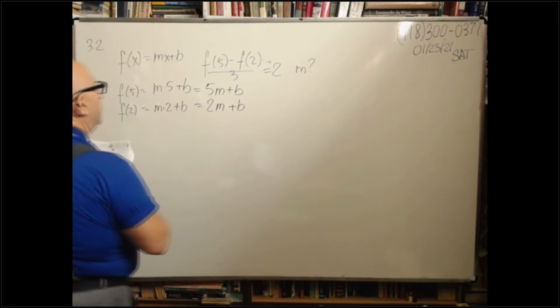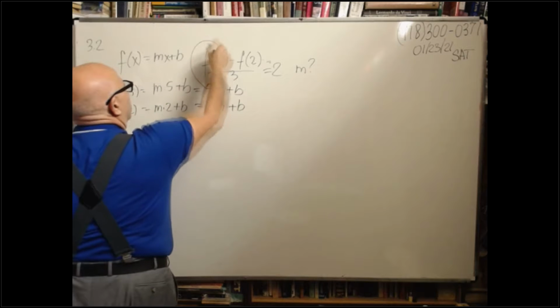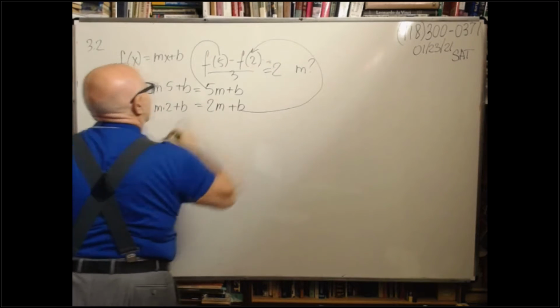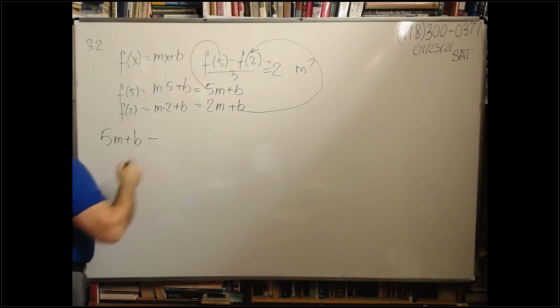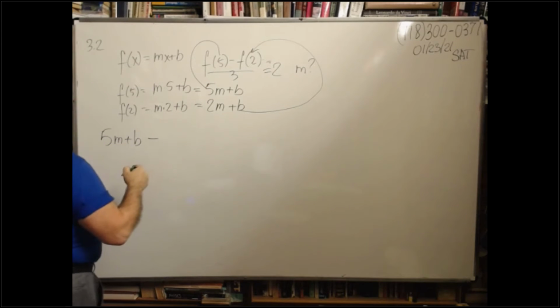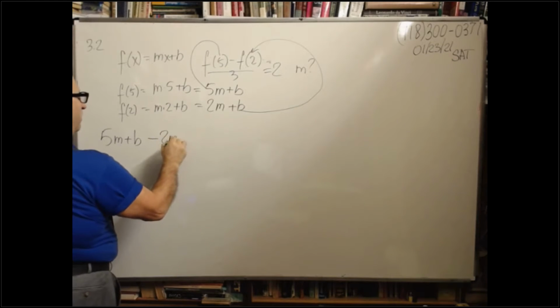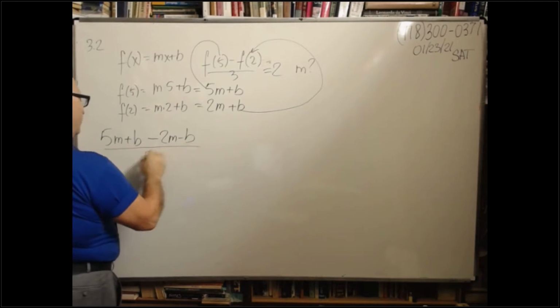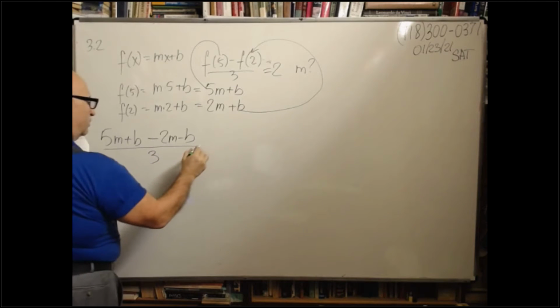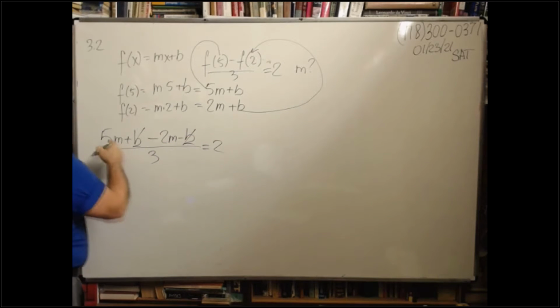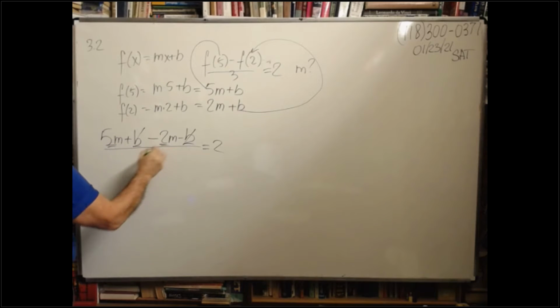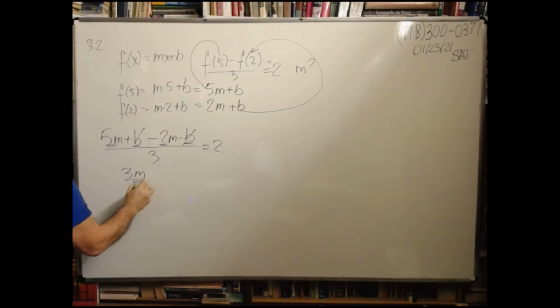Okay. If you plug in this over here and this over there, what would we have? 5m plus b minus, and I opened parentheses automatically, you put in parentheses 2m plus b, so minus 2m minus b, divided by 3 equals 2. Combine like terms, cancel, cancel. 5m minus 2m, 3m divided by 3 equals 2. Cancel out, m equals 2.